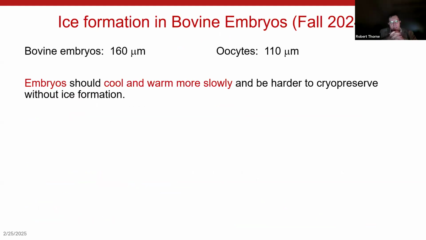So then we've gone back and done some more experiments last fall. This time we're using bovine embryos. They're about 50% larger in diameter than oocytes, so you'd expect them to cool and warm more slowly and therefore be harder to cryopreserve.